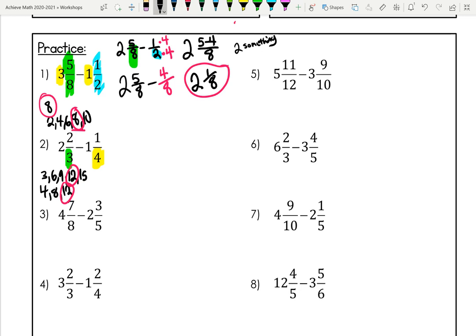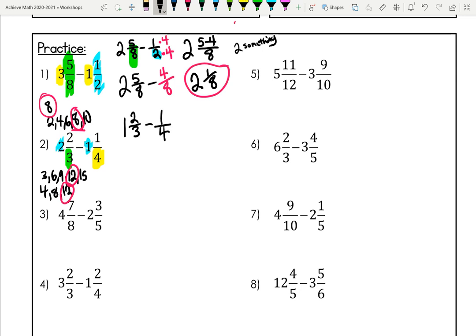So let's get this party started. Notice how I did that even before I started thinking about the problem. So let's subtract the mixed numbers. 2 minus 1 is going to be 1, and 2/3 minus 1/4.